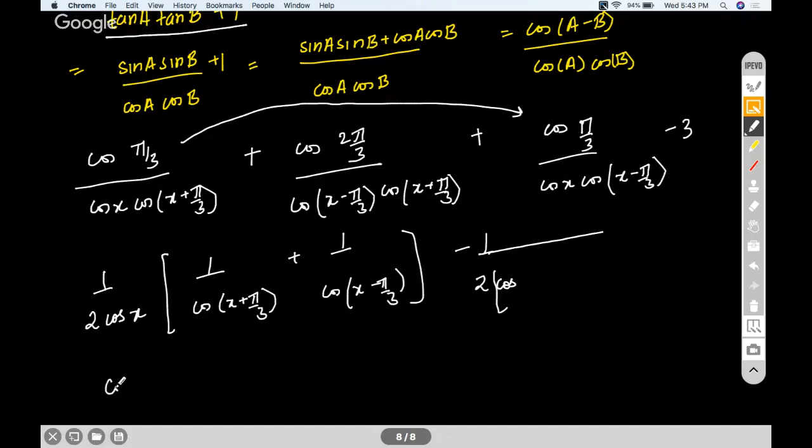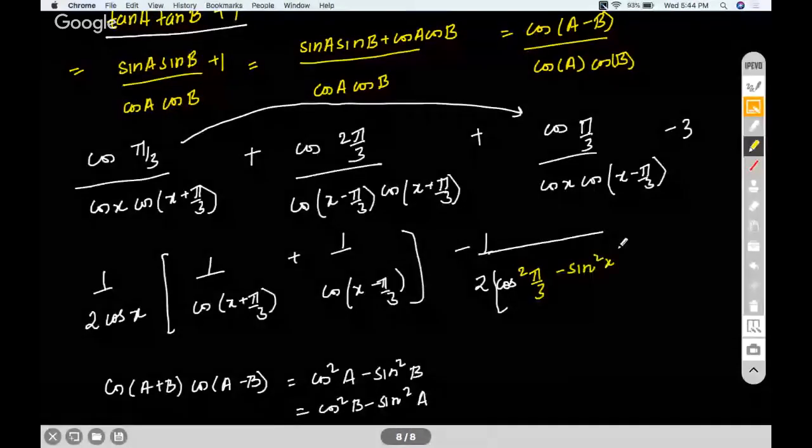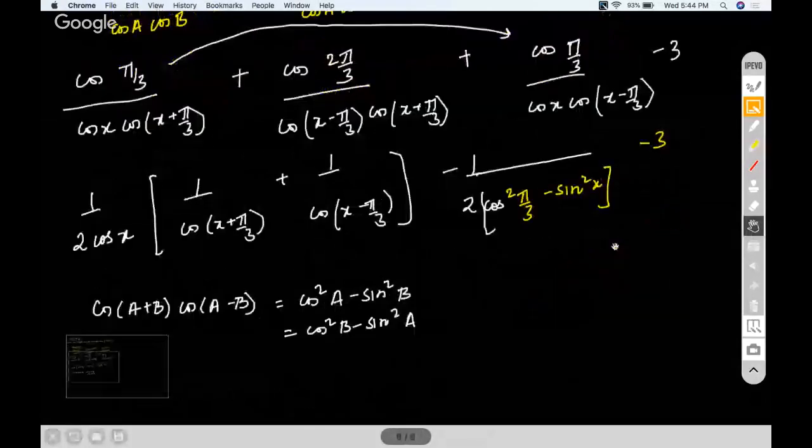Now we all know the formula of cos a plus b into cos a minus b, correct? What is the formula? Cos a plus b, cos a minus b is cos square a minus sine square b, or you can say cos square b minus sine square a. So I can directly apply that over here. So this can be written as cos square pi by 3 minus sine square x, minus a 3.